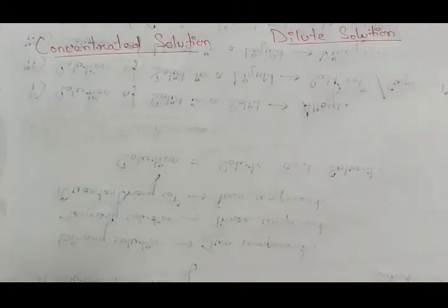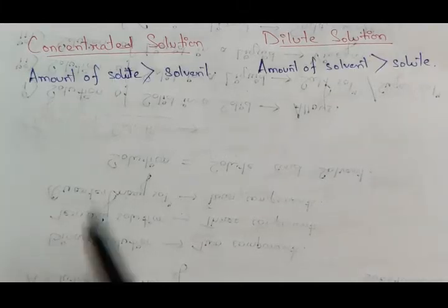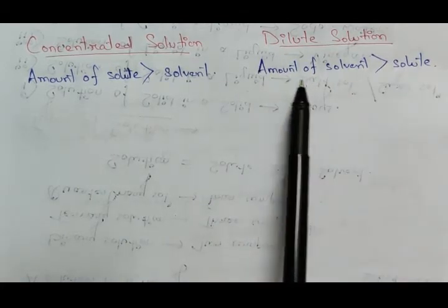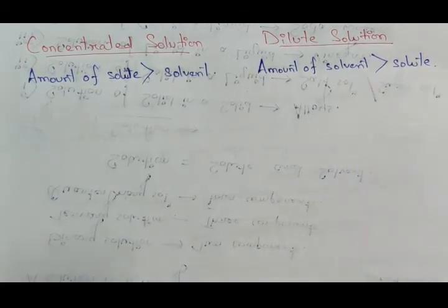Okay. Two other types of solution which are very common are concentrated solution and dilute solution. A solution is said to be concentrated whenever the solute is comparatively larger than the solvent. In case of the dilute solution, the solute is present in a smaller amount as compared to the solvent. So we can write here, in case of concentrated solution, the amount of solute is more than that of the solvent, and in case of the dilute solution, the amount of solvent is more than that of the solute. So this is all about the concentrated solution and dilute solution.